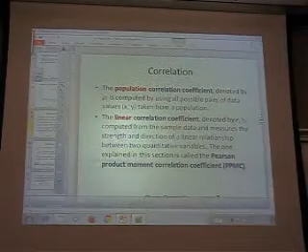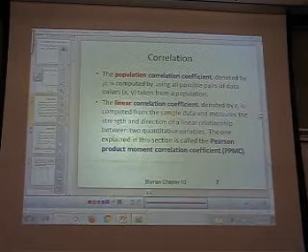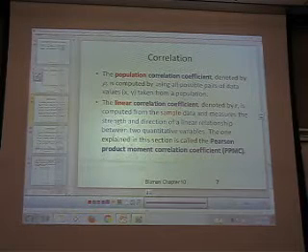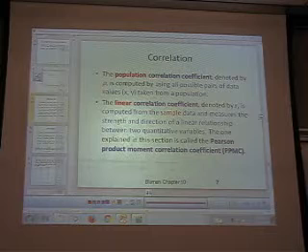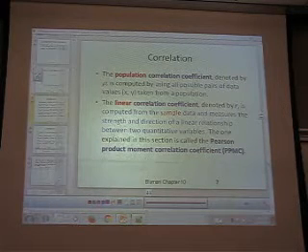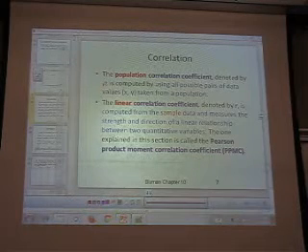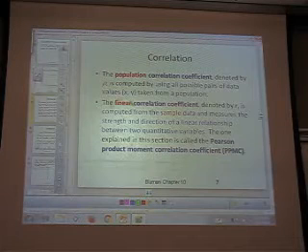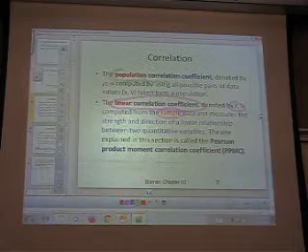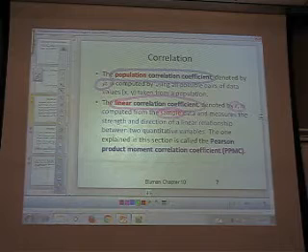All right. Andrew, go ahead and read. Correlation. The population correlation coefficient, denoted by rho, is computed by using all possible pairs of data values x, y, taken from a population. The linear correlation coefficient, denoted by r, that's just regular r, is computed from sample data and measures the strength and direction of a linear relationship between two quantitative variables. The one explained in this section is called the Pearson product moment correlation.